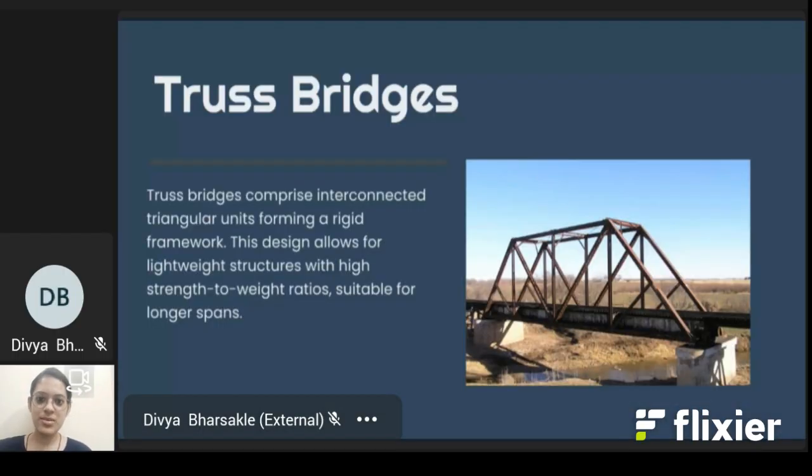Next, the truss bridges, as you already know, they consist of triangular units forming a rigid framework. And this allows it to be lightweight structure with high strength to weight ratio. This type of bridge is usually suited for longer span.